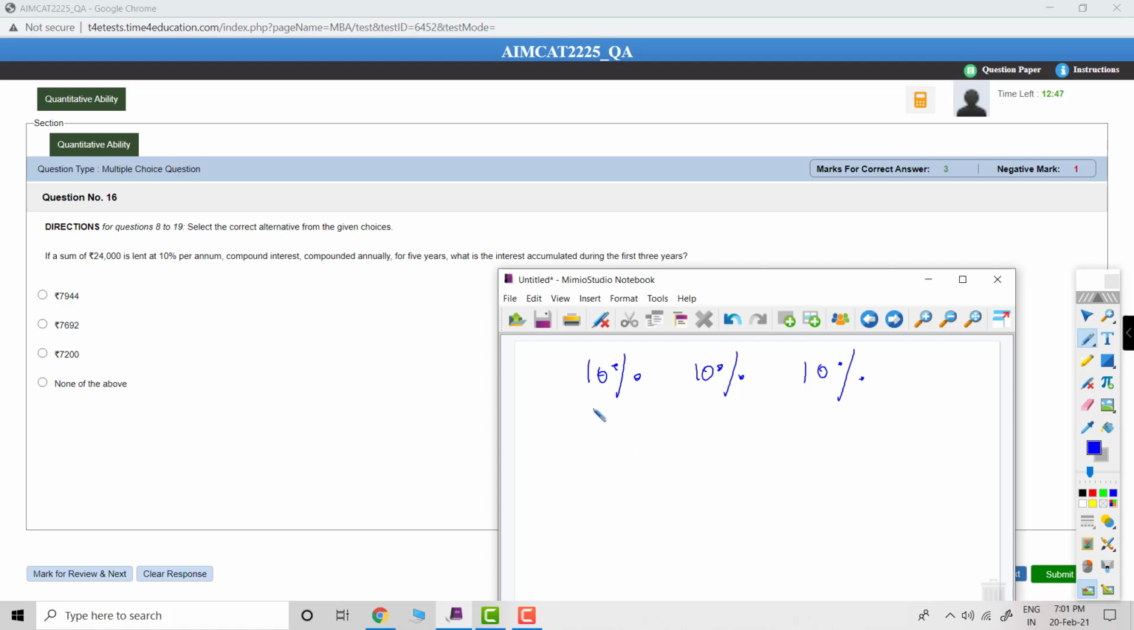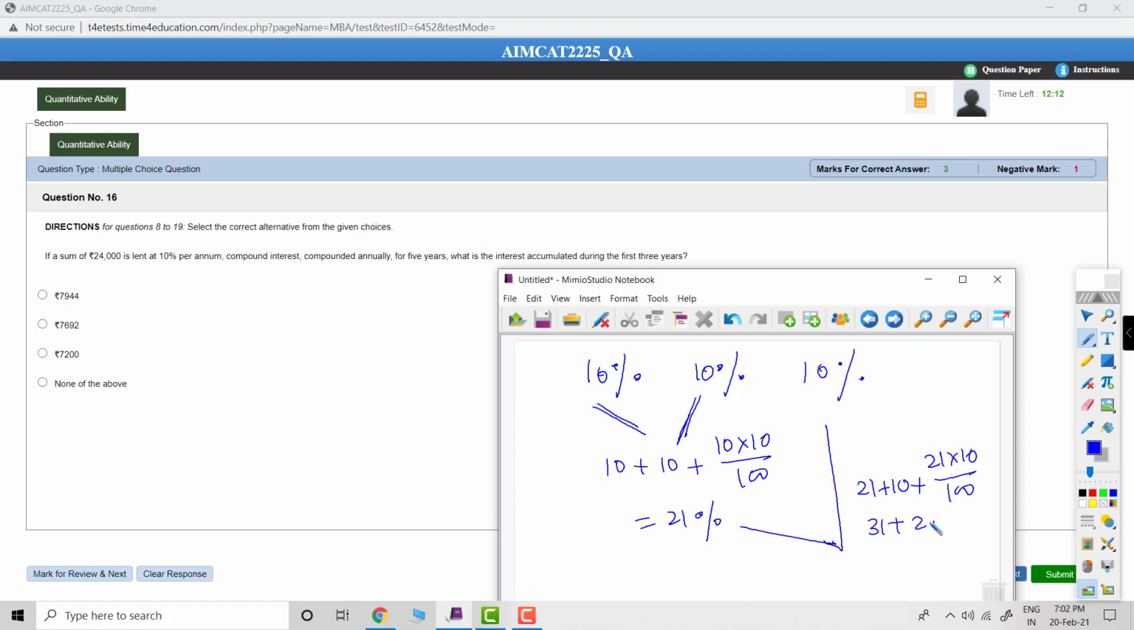So let's get the compound interest, the successive change of these 3. Successive of these two is 10 plus 10 plus 10 into 10 divided by 100. I hope you remember this formula. This is 21%. Apply the same formula with 21 and 10: 21 plus 10 plus 21 into 10 divided by 100. This is 31 plus 2.1, that is equal to 33.1%. So 33.1% of the principal is the answer.